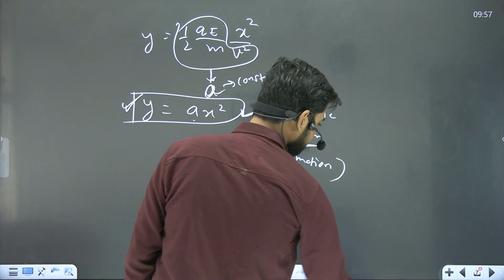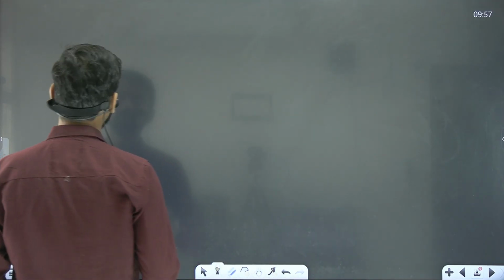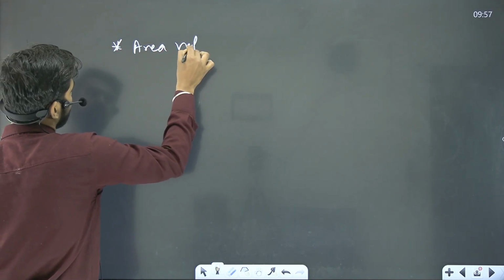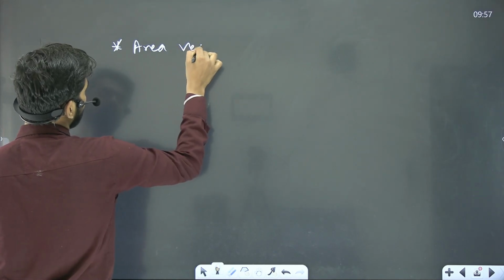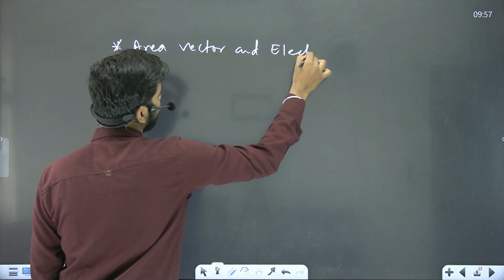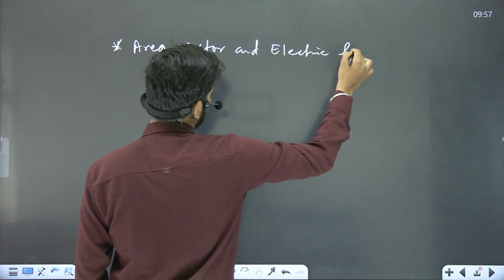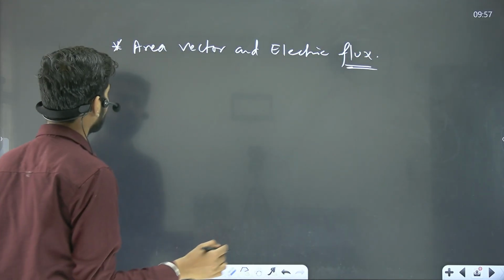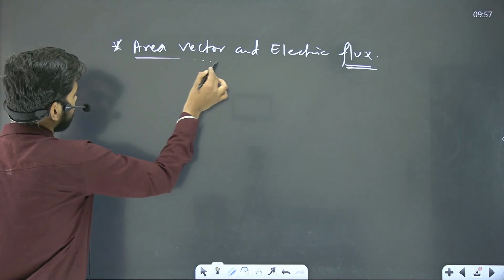Now only one thing is left: the area vector. Area vector and electric flux. Let's try to finish it as early as we can. Electric flux. Good. Area vector, what is area vector?